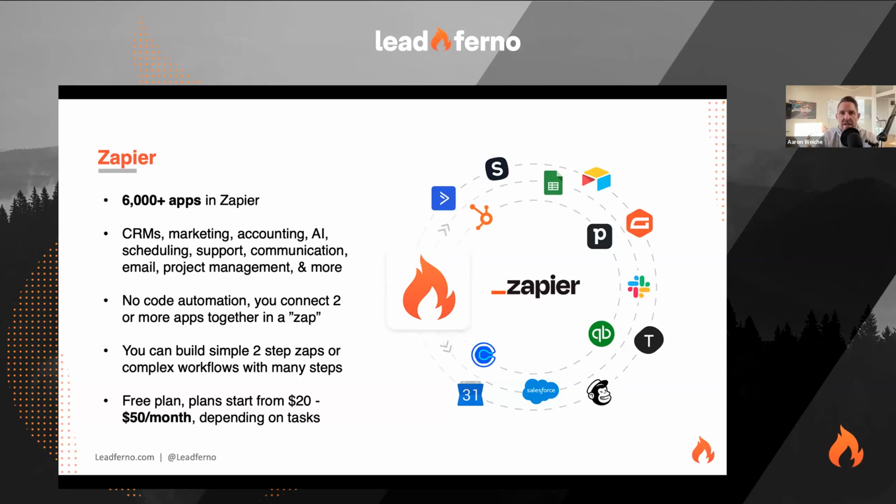At the end of the day, there's over 6,000 apps in Zapier and it just continues to grow. I want to say they've added 1,000 in the last year. And when I say apps, that means other tools like Leadferno. This can be MailChimp or Salesforce, Google Sheets, Gmail. All of these have an app in Zapier that you can then do integrations and automations for. So at the end of the day, it could be software that you're using as your CRM, marketing tool, accounting tool, AI, obviously now, scheduling, support, communication, the list goes on and on.